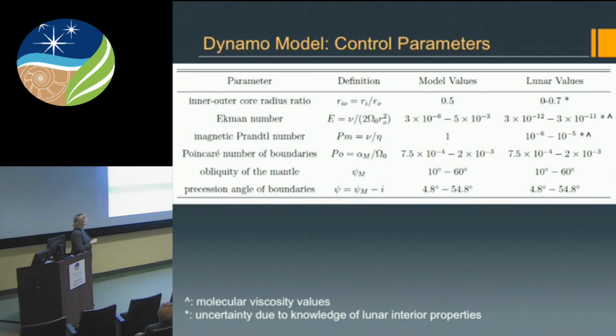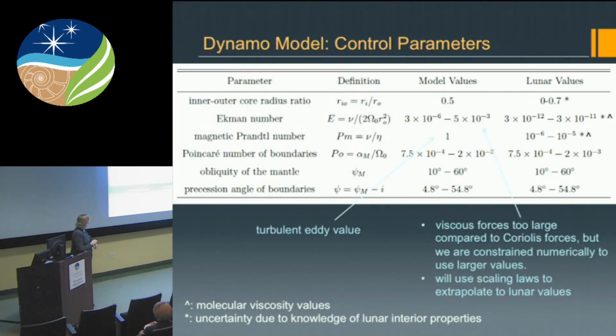The Poincare number here is essentially a ratio of frequencies. It's the frequency of the precession to the rotational frequency of the moon. And we're also able to get that right. The range of values here has to do with the fact that as the moon moved away, it would have taken on different values from the Cassini state scenario. So we're able to do those properly in our models as well.